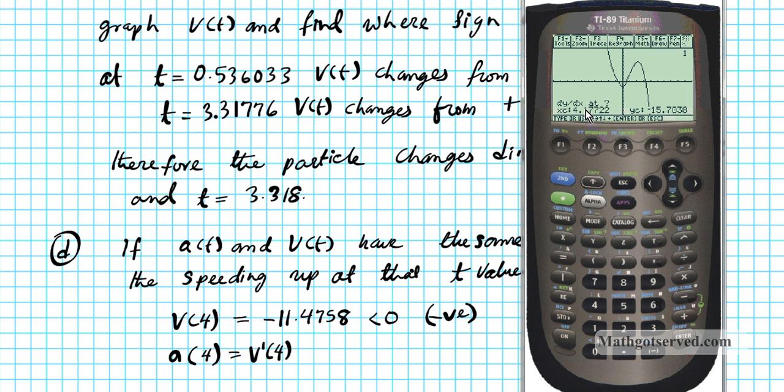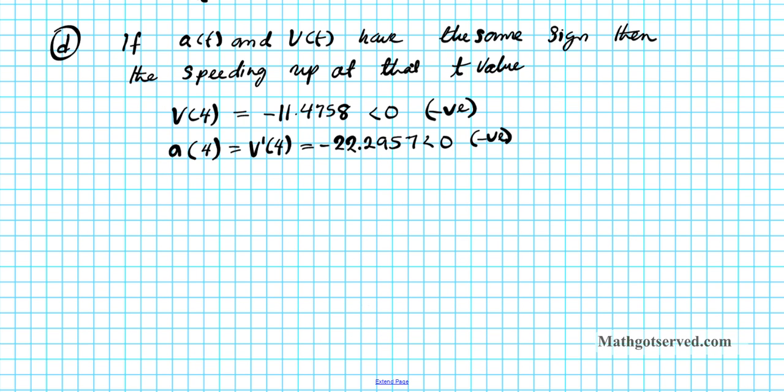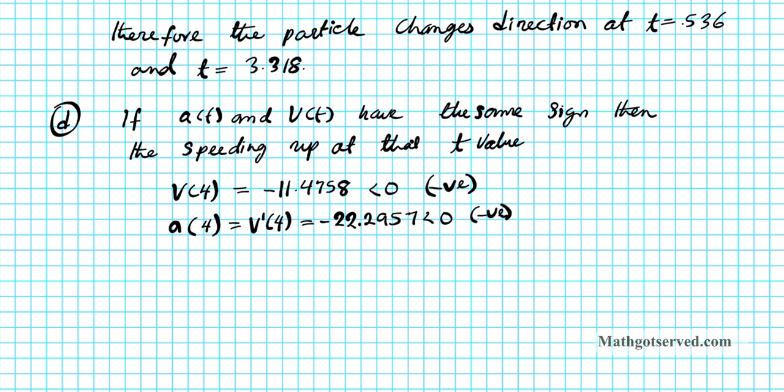So it'll ask you where do you want to calculate the derivative at. So you just type in 4, enter. The derivative at x equals 4 is negative 22.2957. So negative 22.2957. This is also less than 0, is negative. Okay, so this shows that acceleration and velocity are working together. So that means that the particle is going to be speeding up at that point in time.